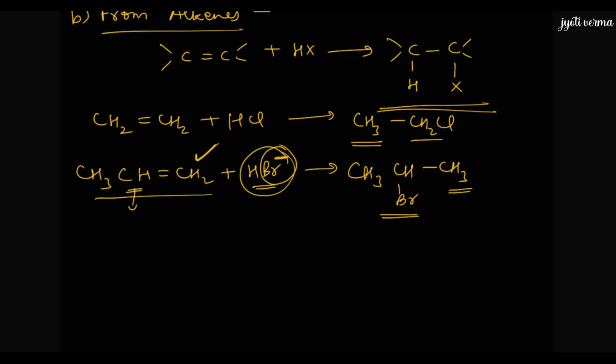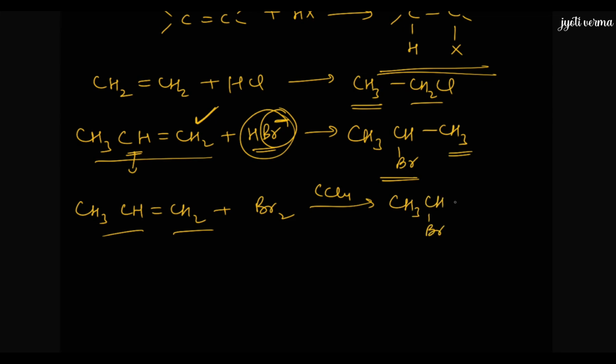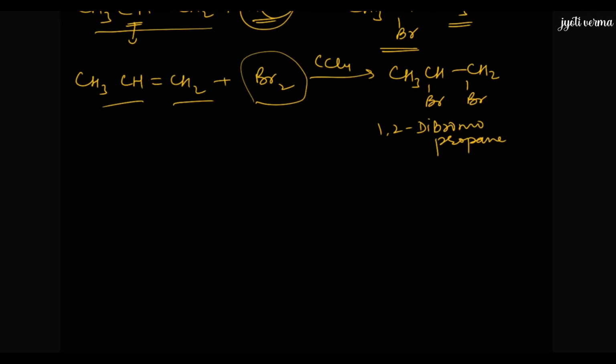Now what if we add a halogen molecule? For example, if it is CH3 CH double bond CH2 and we add Br2 in presence of CCl4, then Br on one side, Br on the other side. So the product obtained will be CH3 CHBr CH2 Br. We will be getting 1,2-dibromopropane as the product. Here no Markovnikov's addition because the reagent added is not unsymmetrical, it is symmetrical. So it won't make any difference to the product. So that is why no Markovnikov addition.